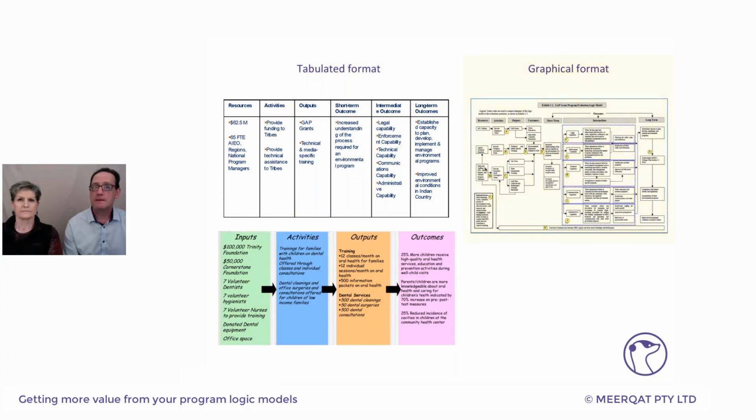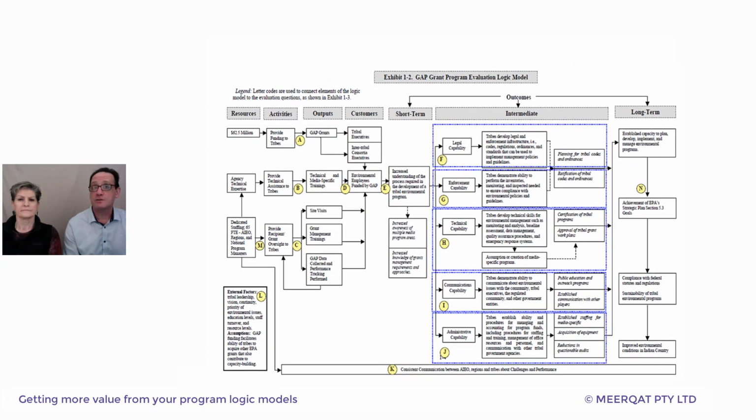In tabulated models, there is an implicit understanding that inputs feed into activities or processes, which give rise to outputs and so on. Sometimes the model developer will include an arrow between the segments, as shown on the bottom here, but the arrow is not particularly informative because it doesn't show direct relationships. In graphical models, arrows are used to show direct relationships. So for example, this input is used in this process to give rise to this output and so on.